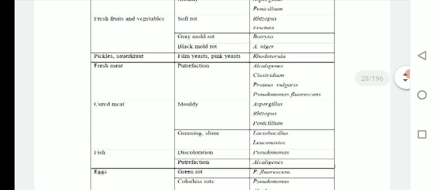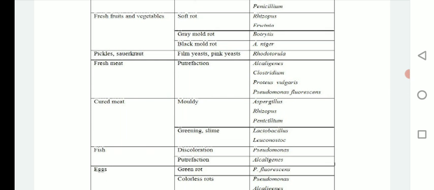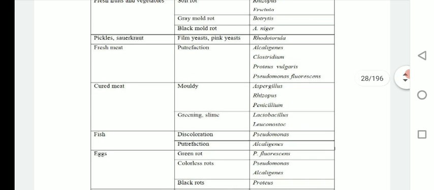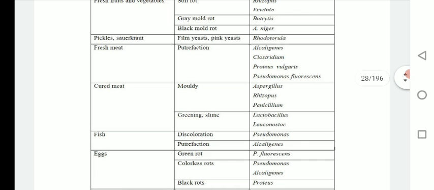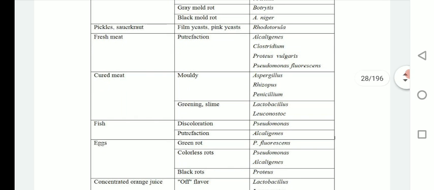Then pickles and sauerkraut are mostly spoiled by Rhodotorula species, and you can find a film of yeast and pink yeast on the surface. Then fresh meat, which is mostly spoiled by the putrefaction process. Putrefaction is the conversion of proteins to other components, and it is mostly caused by Alcaligenes, then Clostridium, then Proteus vulgaris, then Pseudomonas fluorescens. The meat is mostly spoiled by different kinds of bacteria.